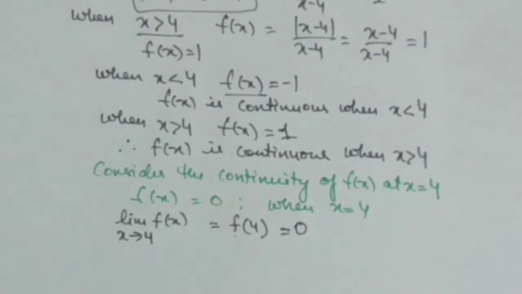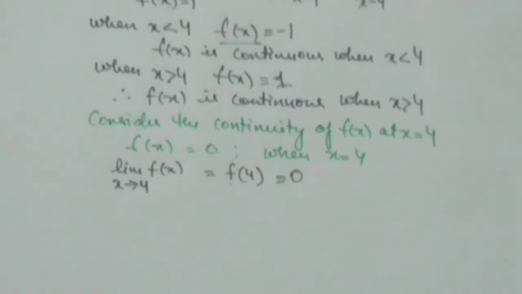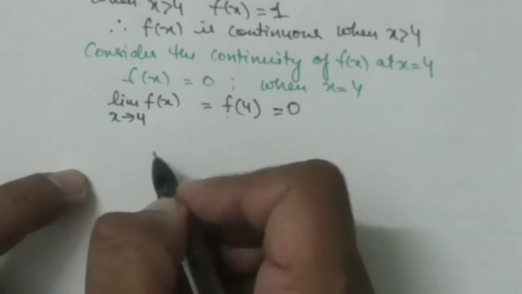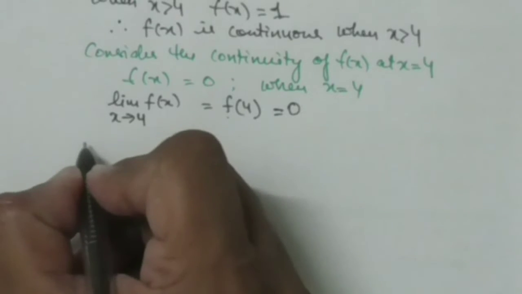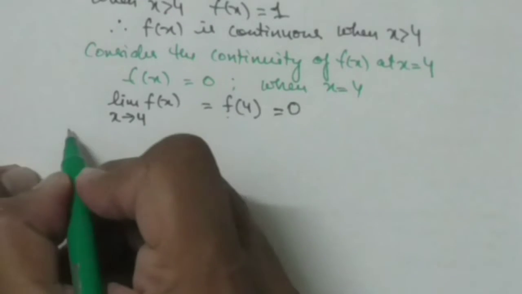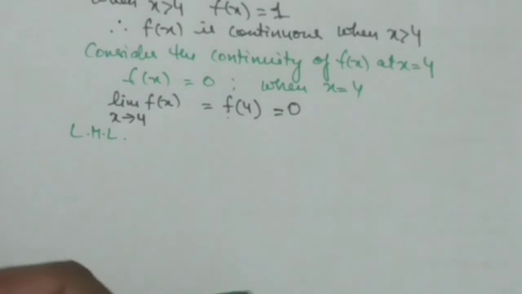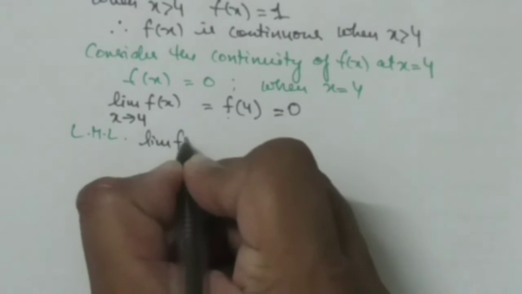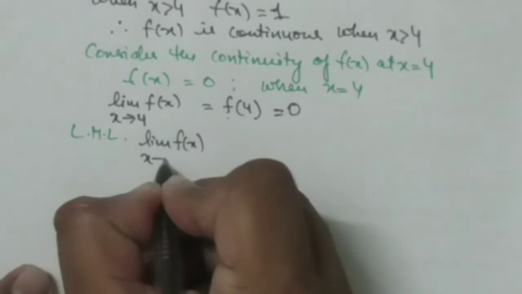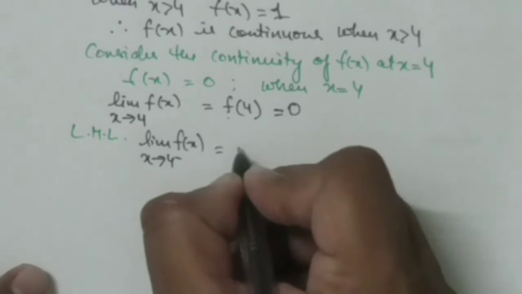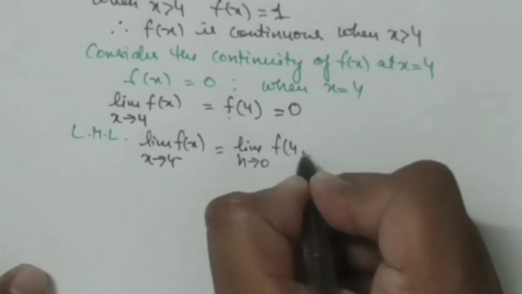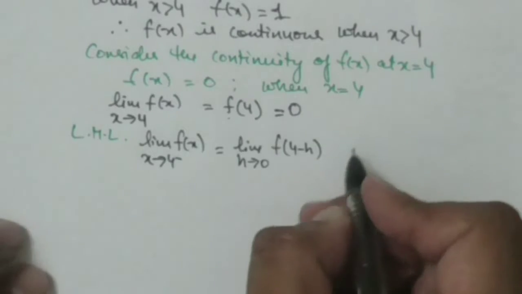So first of all, I need to check whether the limit of f(x) as x tends to 4 exists or not. So for that purpose, what I need to do is find out its left hand limit as well as its right hand limit. So first of all, I will find its left hand limit, right? Let us find its left hand limit. So first of all, I need to evaluate the limit as x tends to 4 minus of f(x), and it is equal to the limit as h tends to 0 of f(4 - h), right?